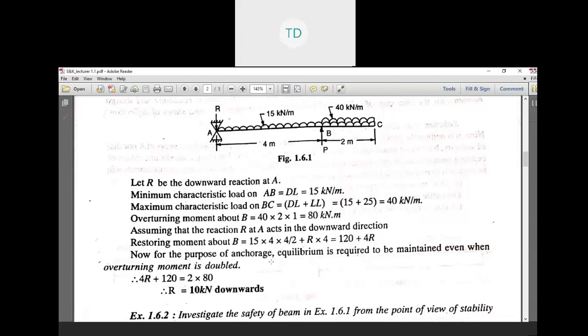Now for the purpose of anchorage, equilibrium is required to be maintained even when the overturning moment is doubled. So 4R plus 120 is equal to 2 into 80. So R is equal to 10 kilonewton.